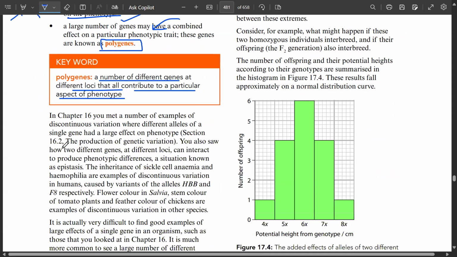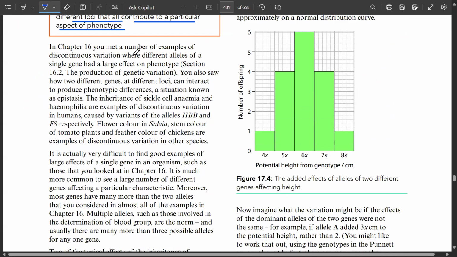Is it clear? Yeah. In chapter 16, you met a number of examples of discontinuous variation where different alleles of a single gene had a large effect on phenotype. You also saw how two different genes at two different loci can interact to produce phenotypic differences. हमने dihybrid inheritance पढ़ी थी. Dihybrid inheritance के अंदर क्या था? दो different genes हैं और दो different loci.